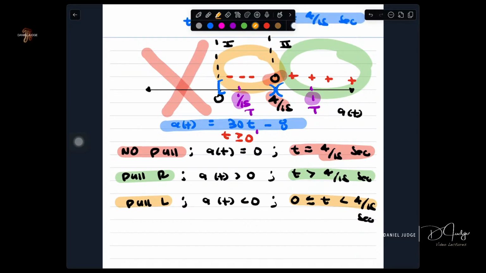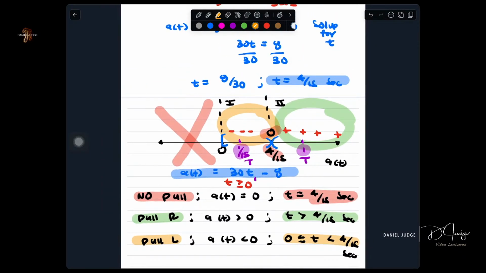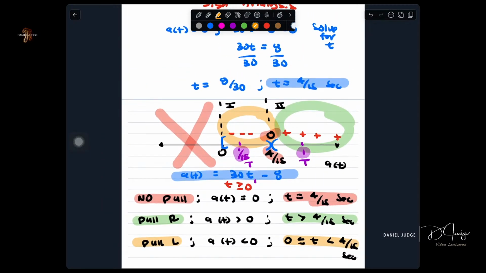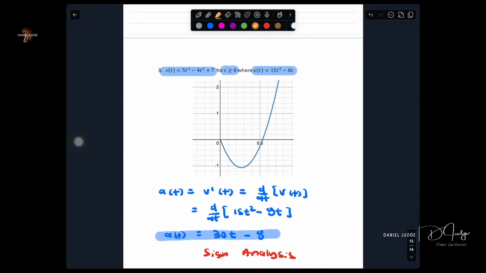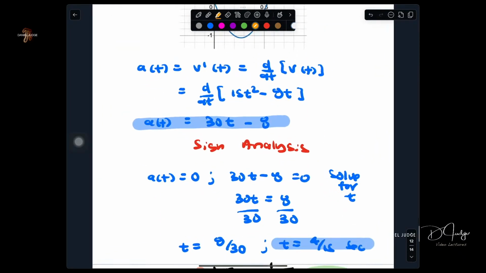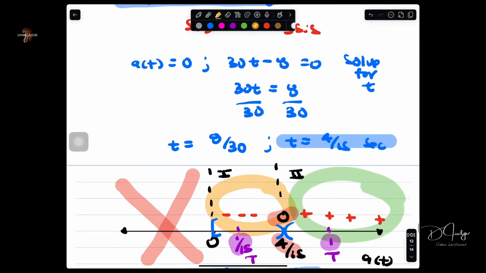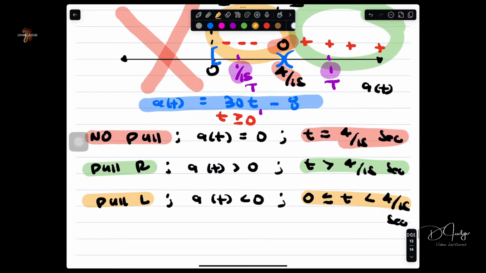So there's your information on acceleration. No pull, pull to the right, pull to the left. Sign analysis on the second derivative of the position function, which means it's acceleration. And that's question 5, and that means we're done. So I'll send this to you guys as well, and I hope you enjoyed the demonstration.